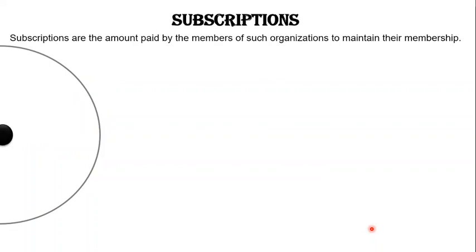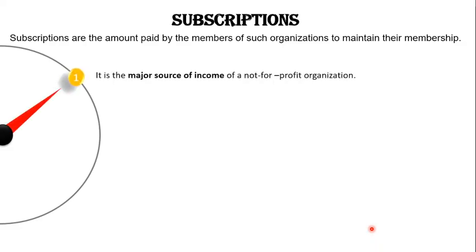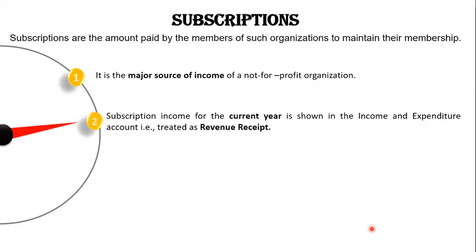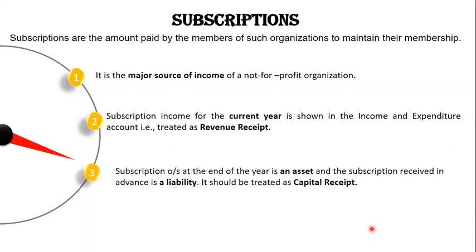Moving to the next one, that is subscriptions. These are the amounts paid by the members of such organizations to maintain their membership, and these are actually the major source of income of a not-for-profit organization. The current year's subscription is shown in the income and expenditure account and is treated as a revenue receipt. So a subscription received for the current year only is considered a revenue receipt. Outstanding subscription at the end is an asset, and advance subscription is a liability, or we can say it is treated as a capital receipt.